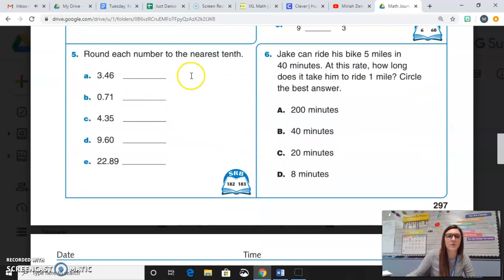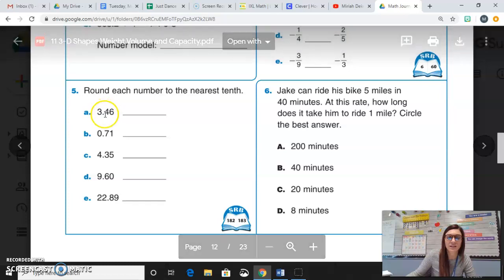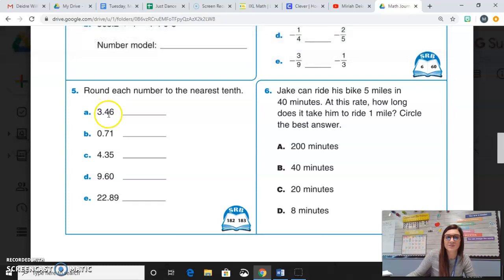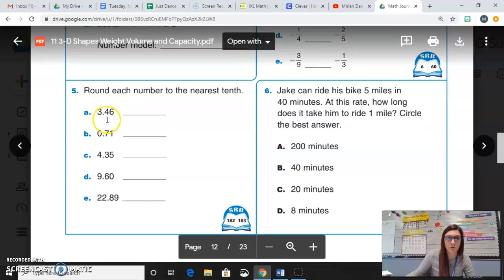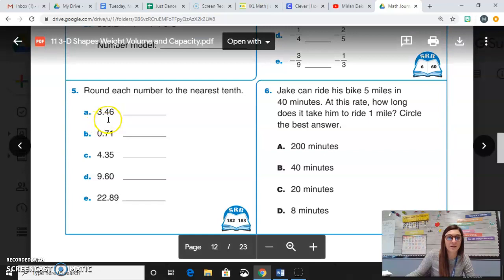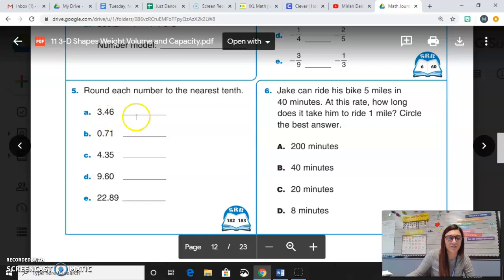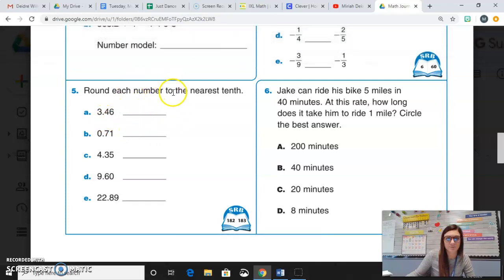Number 5, round each number to the nearest tenth again. Remember, tenth is right after your decimal here. Tenths. So if you have 3.4, it's either going to be 3.4 or 3.5, depending on that next number. That next number is higher than 5, so we're going to round up. 3.5 would be your answer here.